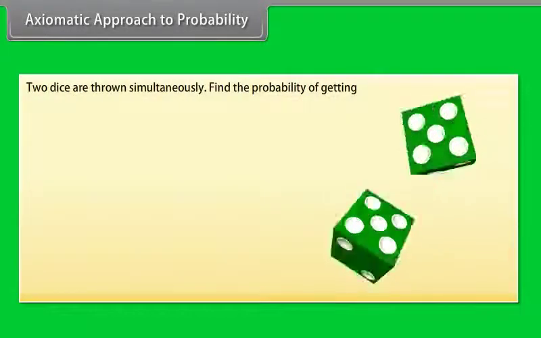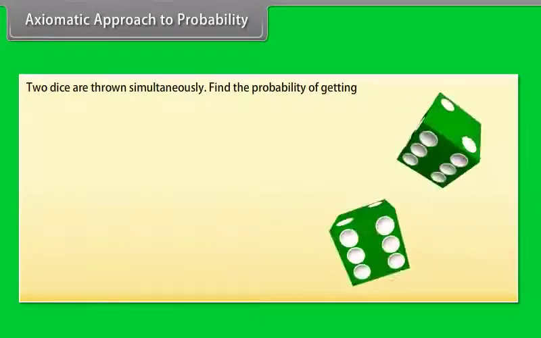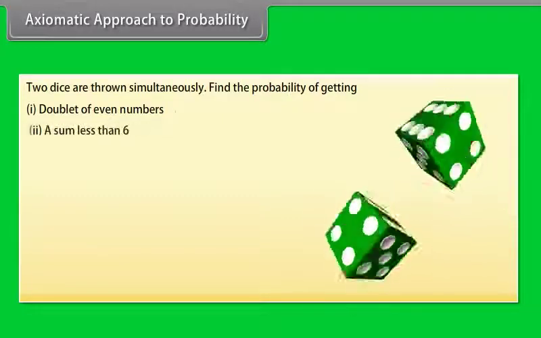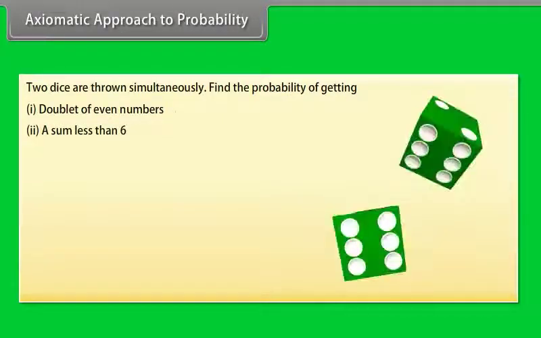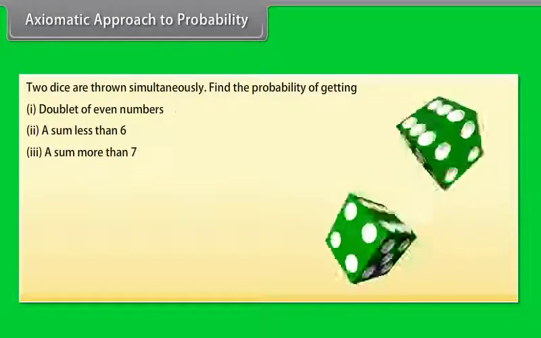Probability events. Let's have an example for better understanding. Two dice are thrown simultaneously. Find the probability of getting 1. A doublet of even numbers. 2. A sum less than 6. 3. A sum more than 7.